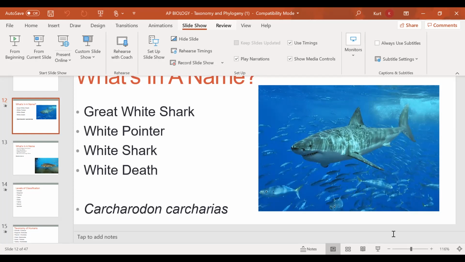I'm sure a lot of you have heard of Megalodon, the big 50-foot-long great white shark that lived about 50 million years ago. That was after the dinosaurs, by the way. Its scientific name is Carcharodon megalodon.